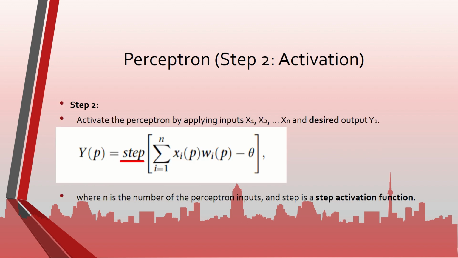Step number 2 is activation. We will activate the perceptron by applying the inputs x1, x2, and so on to produce the desired output y1. We have already looked into the calculation previously. Don't worry, as we do the exercise later, we will try to understand how the activation of the perceptron works better.